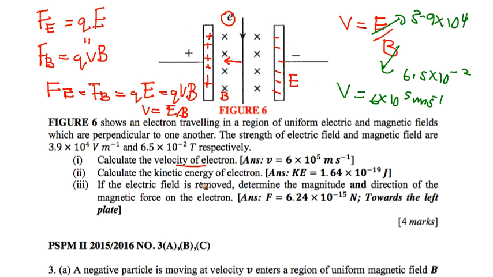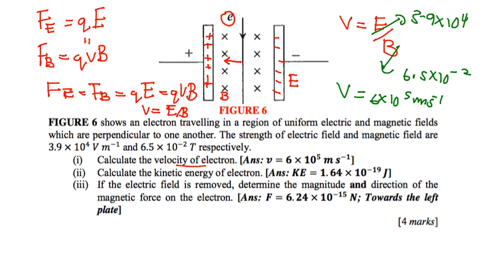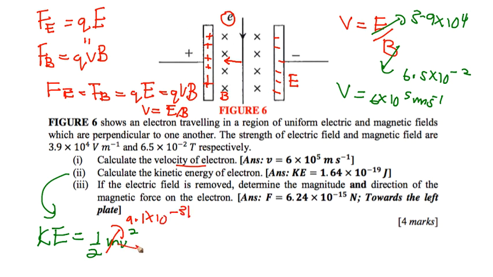And number 2 is calculate the kinetic energy of the electron. Kinetic energy, or KE, is given by the equation half mv squared. This is an electron, so the mass of the electron is this constant value, 9.1 exponent minus 31 kilogram, and the speed from the answer to number 1 is 6 exponent 5 meter per second. So you can find the kinetic energy is equal to 1.64 exponent minus 19, because the energy unit is joule.